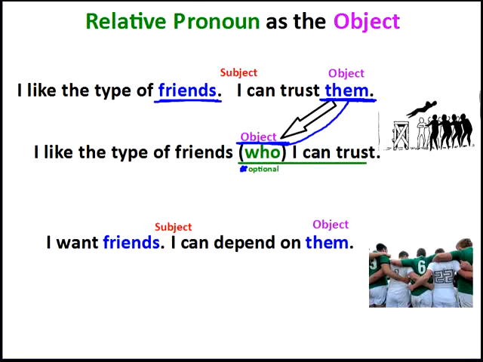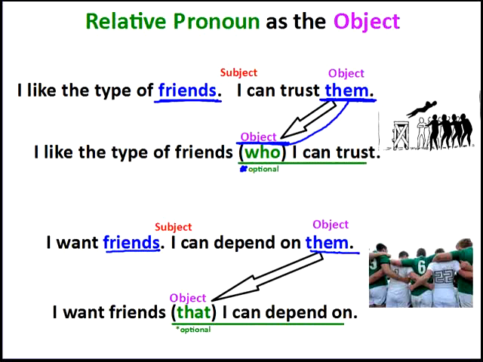Let's look at the second sentence. The second sentence reads, I want friends. Next sentence, I can depend on them. Again, friends and them is the common factor. I'm going to take away the word them and replace it with the relative pronoun, and it's going to look like this: I want friends that I can depend on.